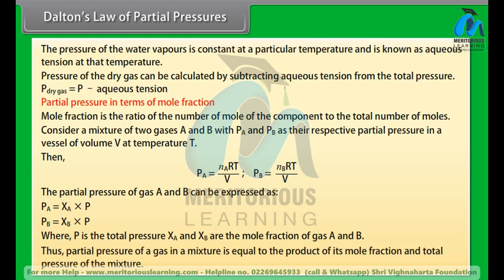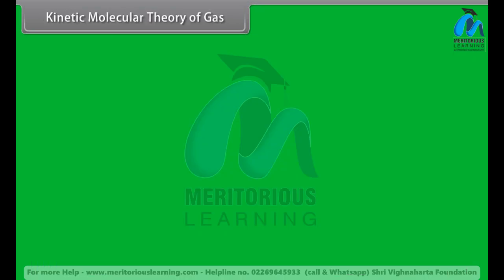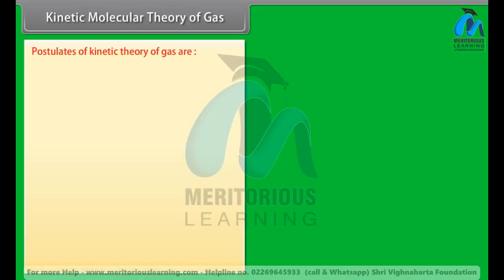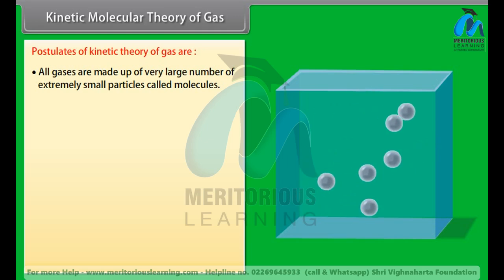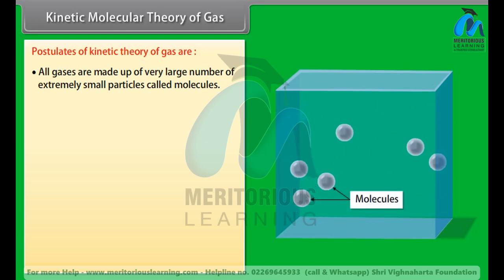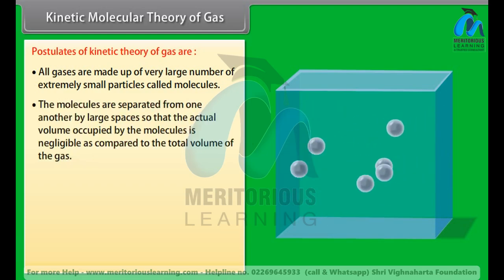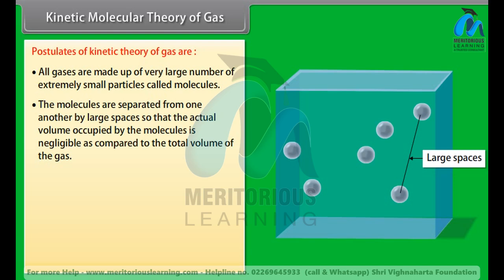Thus, the partial pressure of a gas in a mixture is equal to the product of its mole fraction and the total pressure of the mixture. Kinetic molecular theory of gas. Postulates of the kinetic theory of gas are: all gases are made up of very large numbers of extremely small particles called molecules. The molecules are separated from one another by large spaces so that the actual volume occupied by the molecules is negligible as compared to the total volume of the gas.